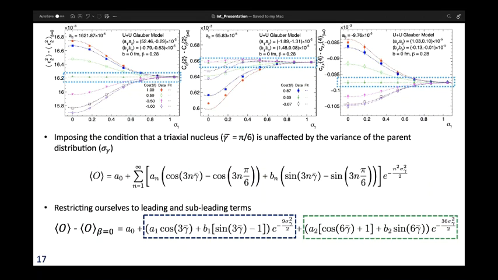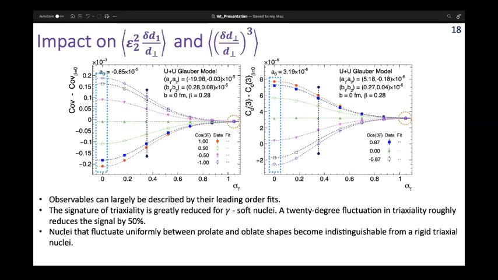Now, if we restrict ourselves to leading and subleading terms, we will get these three basic terms. The A0 term, which is the residual effect from any beta term that we might have left. The first order terms, which are proportional to cosine 3 gamma, with an exponential decay term proportional to sigma gamma squared with a prefactor of 4.5. The subleading terms are similar, but this time the factors are 6 gamma and the decay factor is 18, which is roughly 4 times what we had for the leading term. So we can already expect that subleading terms are not going to contribute too much.